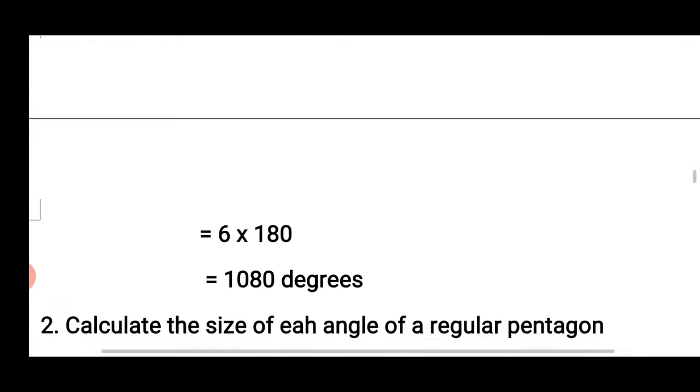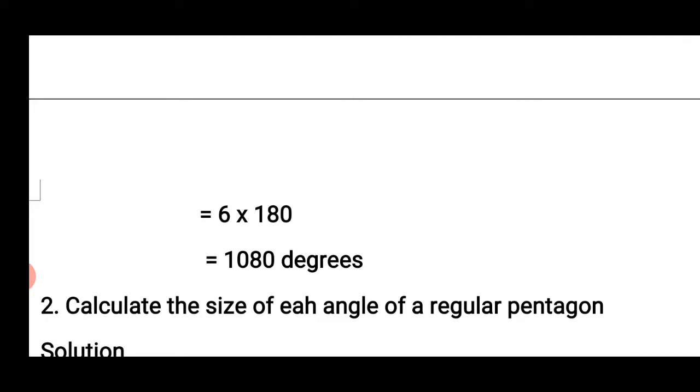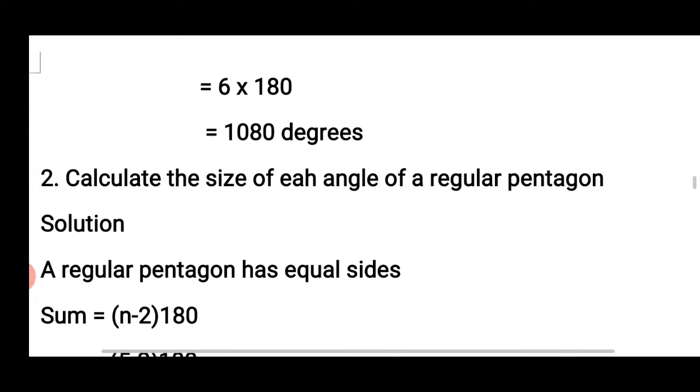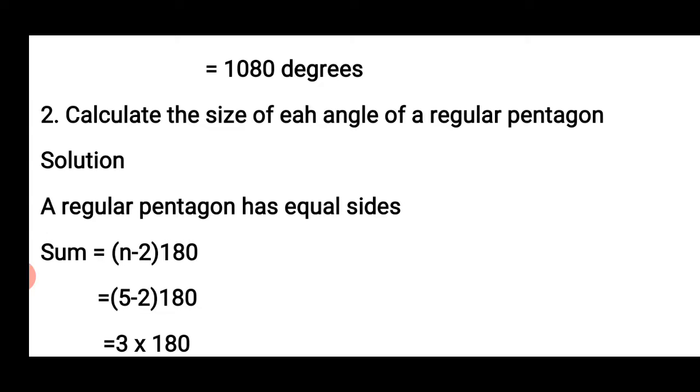8 minus 2 is 6, because you have to solve whatever is inside the bracket, then multiply by whatever is outside the bracket. So 6 multiplied by 180 is 1080. So the sum of angles is 1080 degrees. Example 2. Calculate the size of each angle of a regular pentagon.